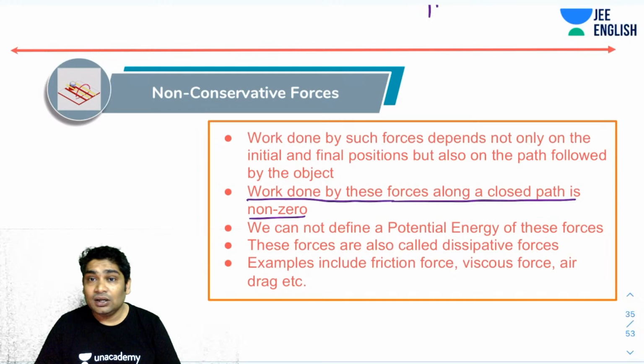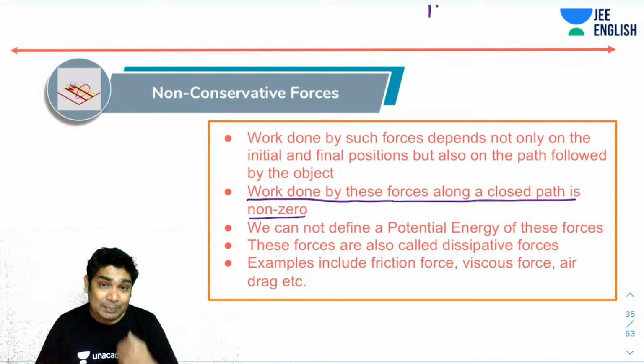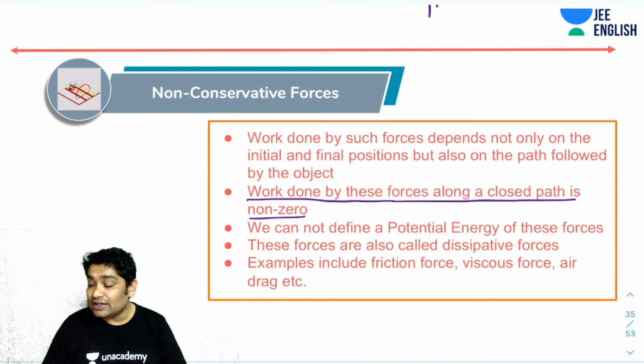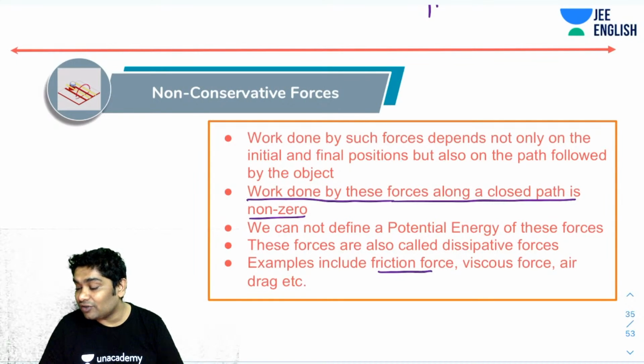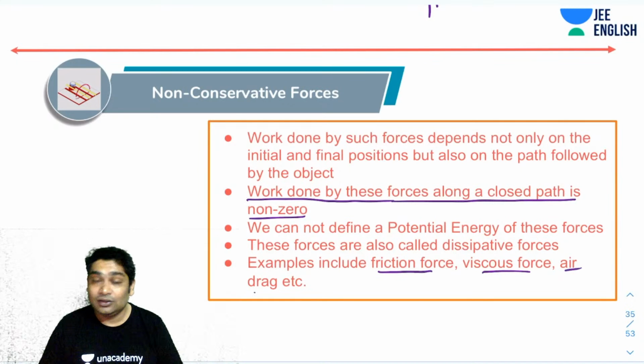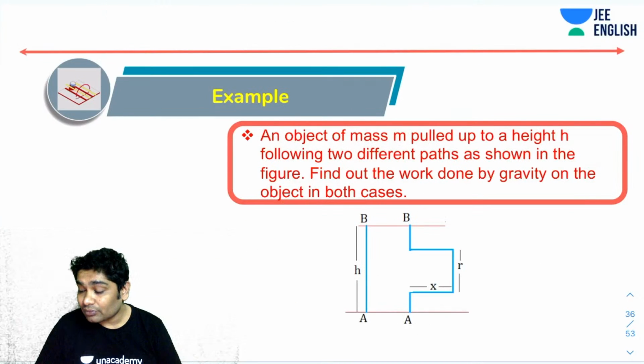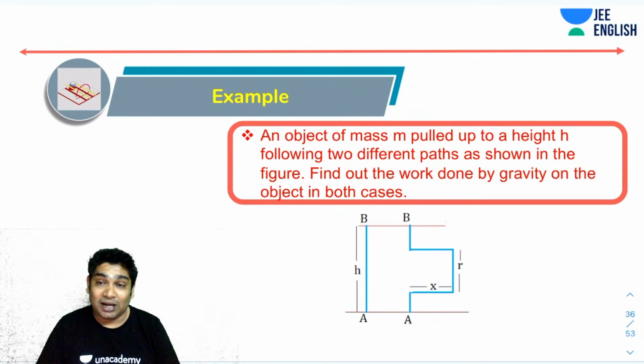All right. Next, these forces are also called dissipative forces. Non-conservative forces are called dissipative forces because they dissipate all the energy that they acquire from anywhere. Examples include friction force, viscous force, air drag, etc. All these forces are non-conservative or dissipative. Now let's see through two examples that the work done by the force of gravity, which is a conservative force, is independent of the path taken.